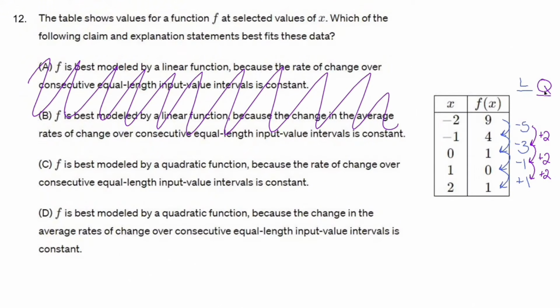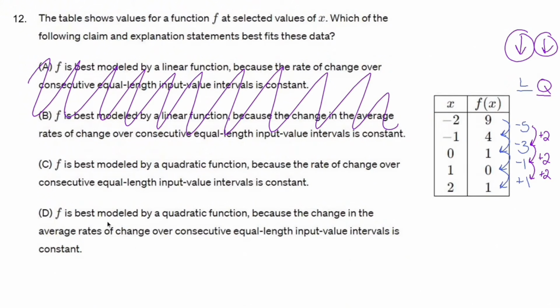So since the rate of change of the rate of change is the same constant number, we have a quadratic. Every time you do a round of these, you are doing a rate of change. So the rate of change of the rate of change is a constant number. So this is a quadratic function because the rate of change over consecutive equal length input value intervals is constant. Well, that's not what I said. I said rate of change twice.